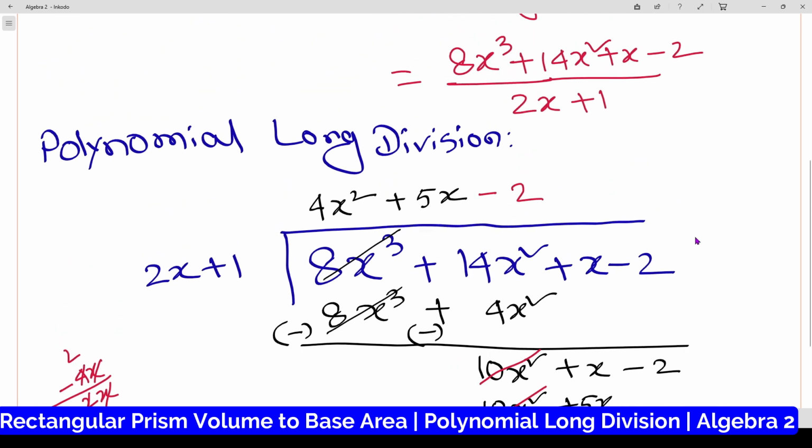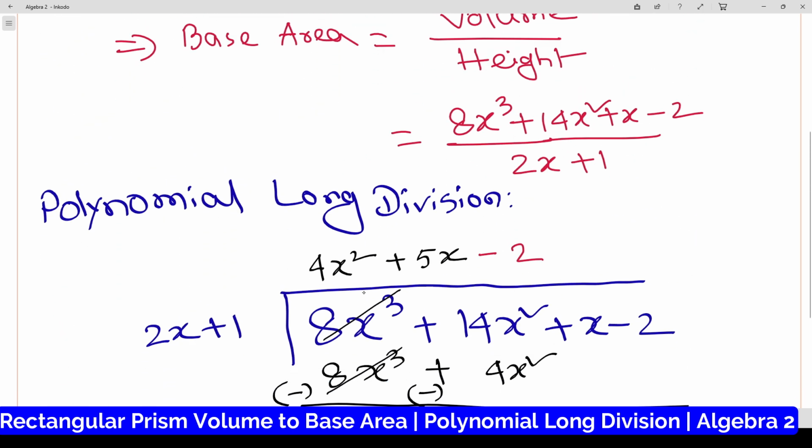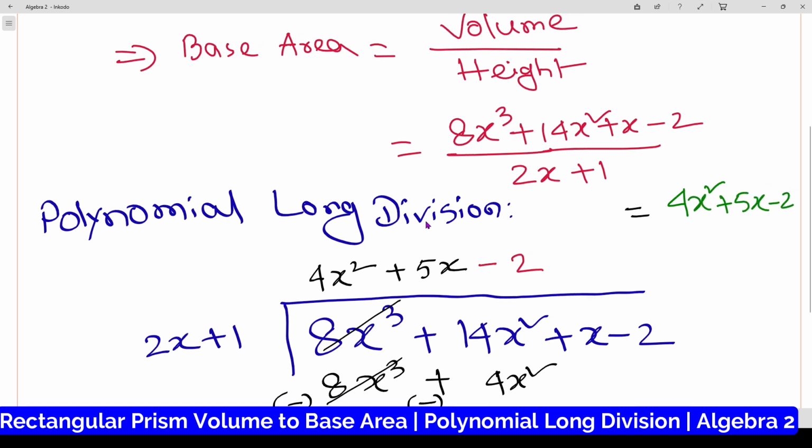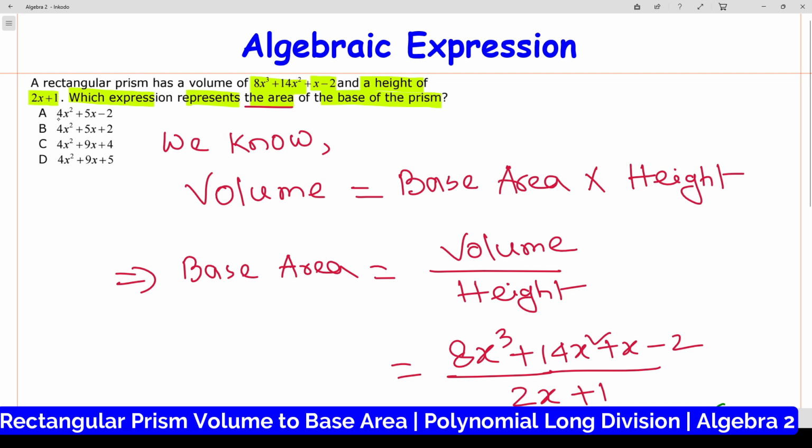So what will be the result? The result is 4x squared plus 5x minus 2. So this is our result. What will be the correct one? Here is 4x squared plus 5x minus 2. It means option A. Option A is our required answer.